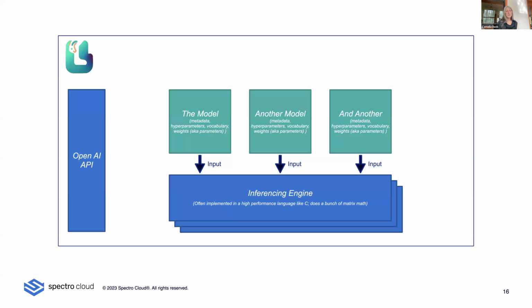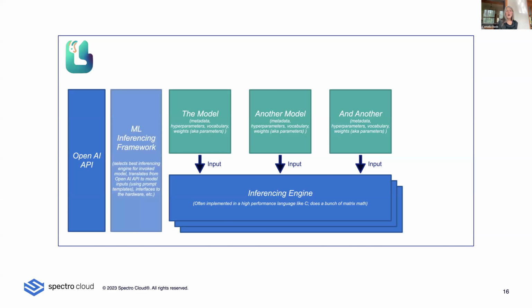And you'll notice that there's multiple inferencing engines. Local AI also has what I'm calling here loosely an ML inferencing framework. This is the thing that, for example, selects the best inferencing engine for the model that you invoked. And it translates from the OpenAI API into the protocols that are required by those inferencing engines. Those inferencing engines don't have a REST API. They don't have a completion endpoint. And what we've done here is we've said, okay, well, the API for local AI is the completion endpoint.